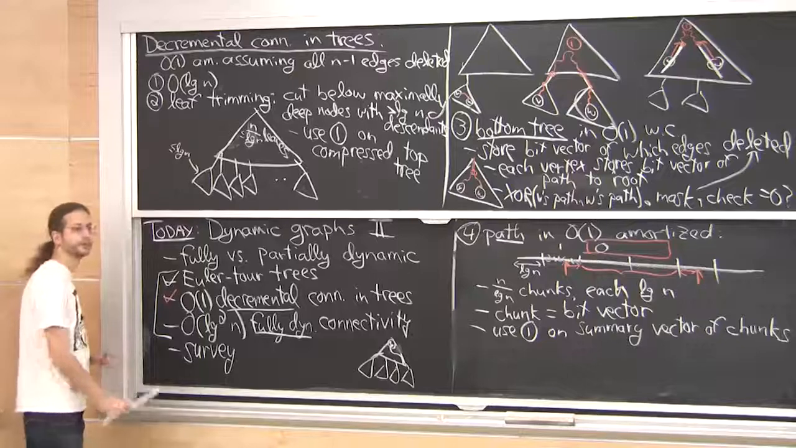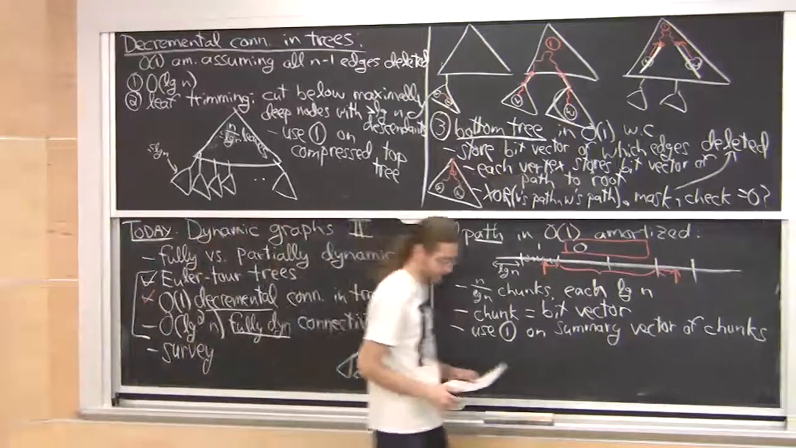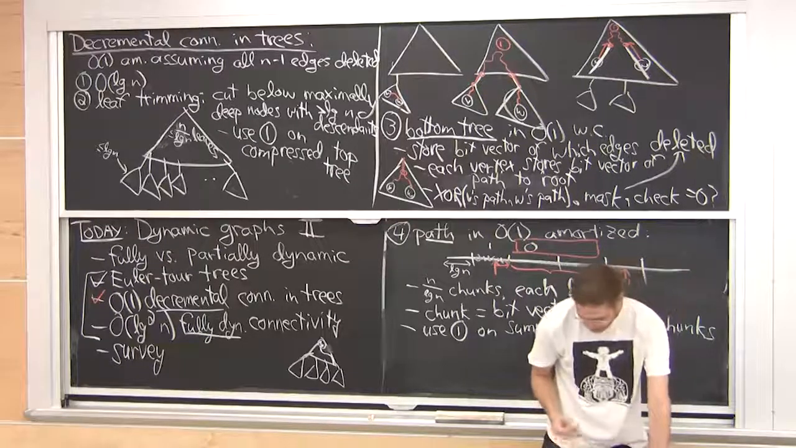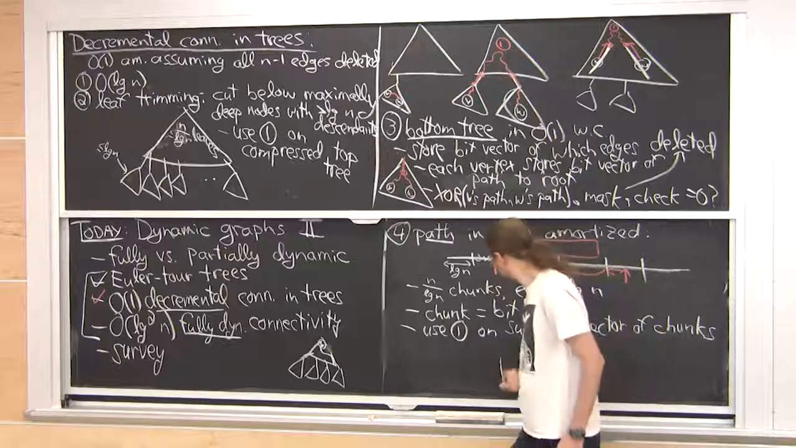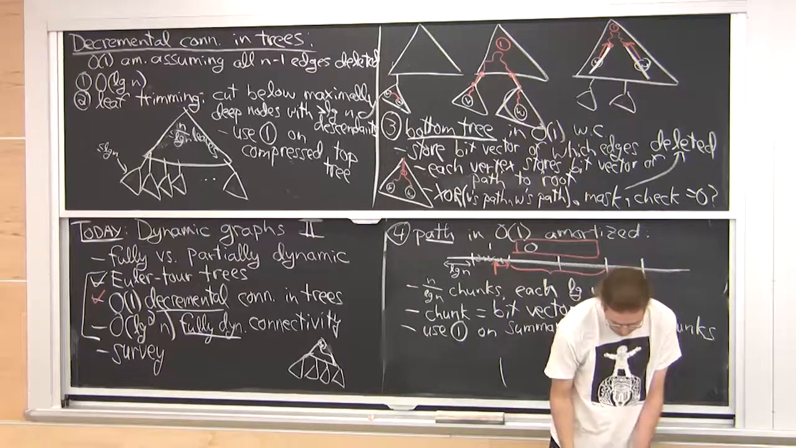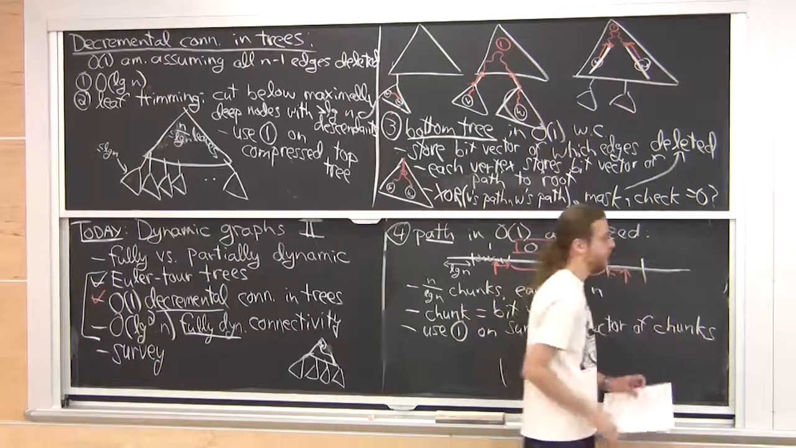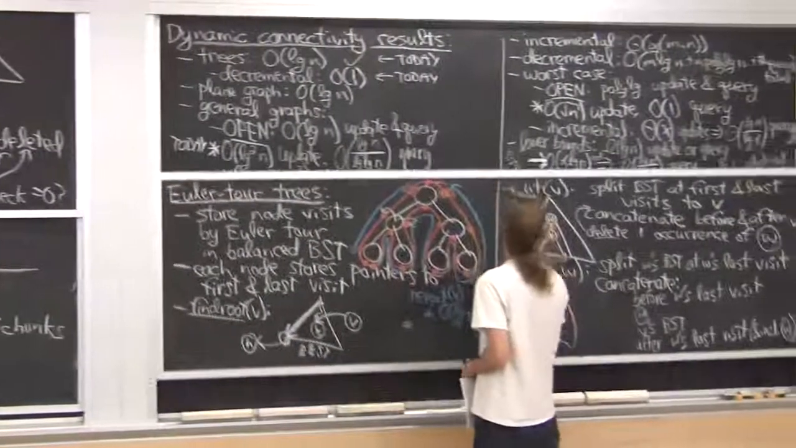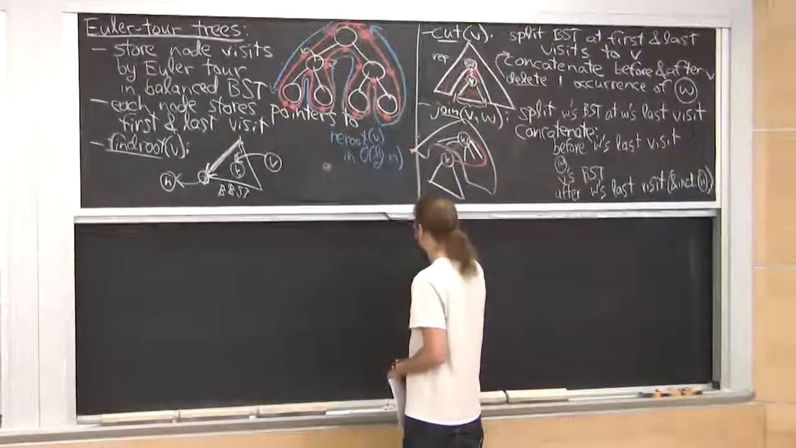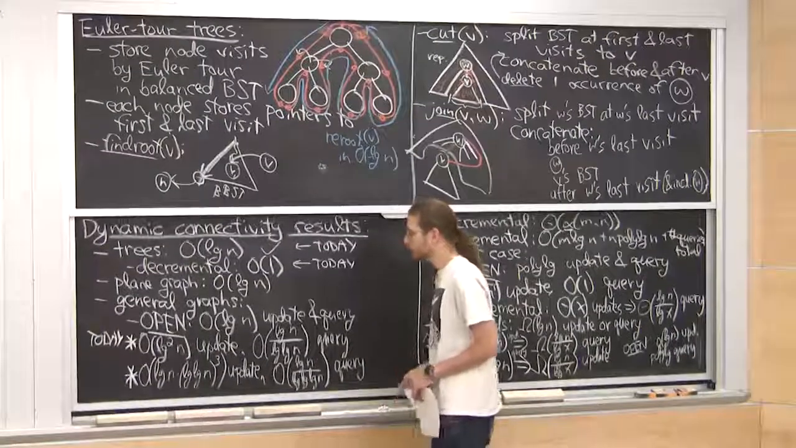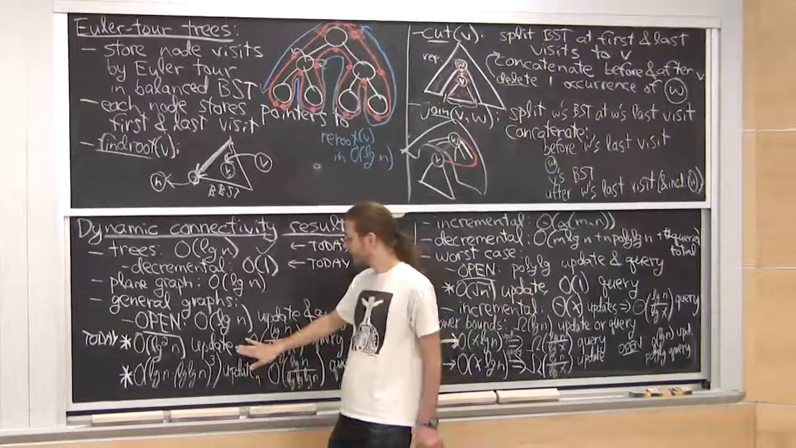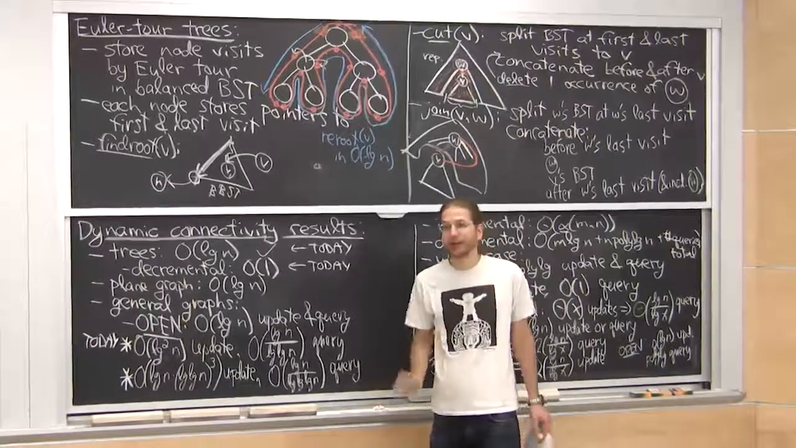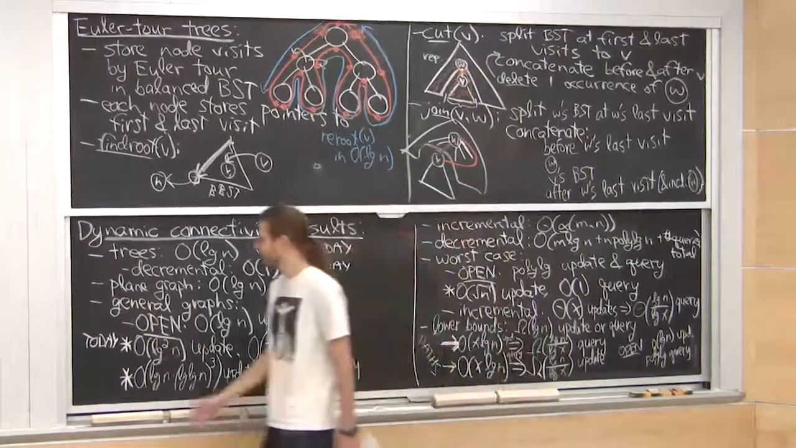We have one more. Okay. Last result we're going to talk about is log squared n update, log over log log query for general graphs. Finally, we graduate from trees to general graphs.